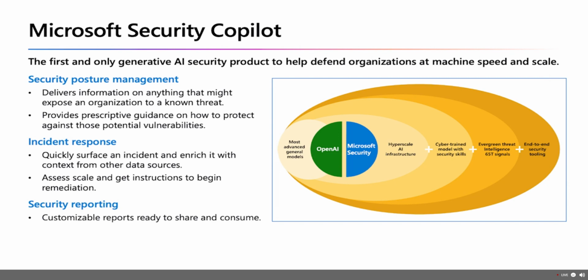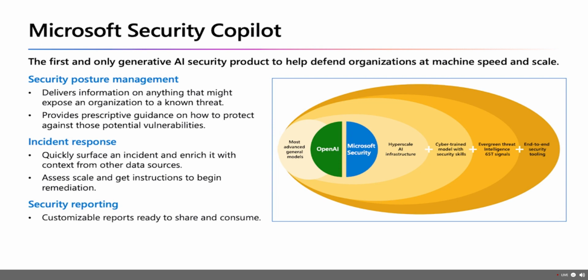Let's look at the first use case, security posture management. Security Copilot delivers information on anything that might expose an organization to a known threat. It then gives the analysts prescriptive guidance on how to protect against those potential vulnerabilities.